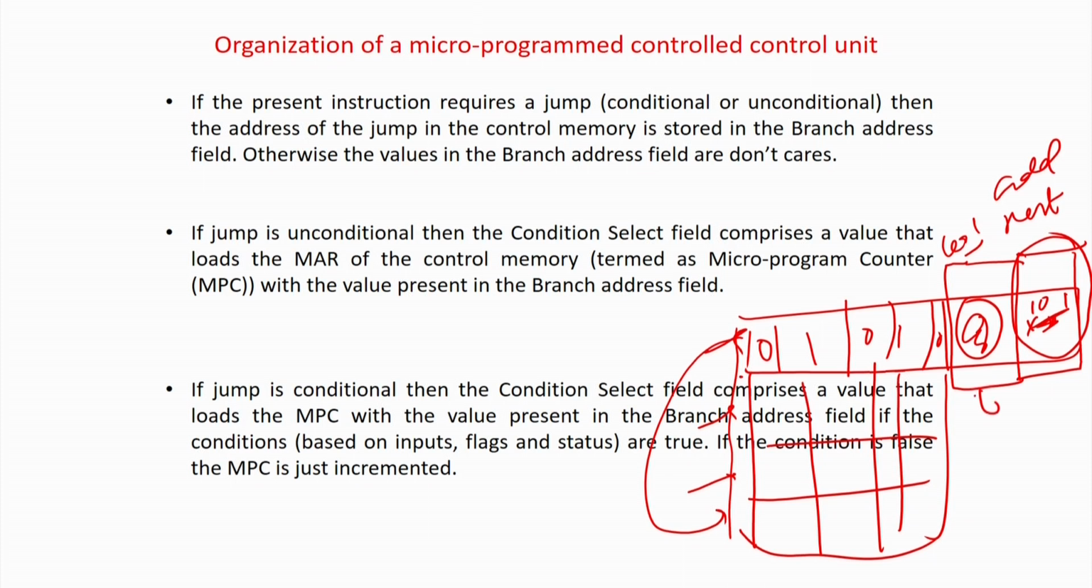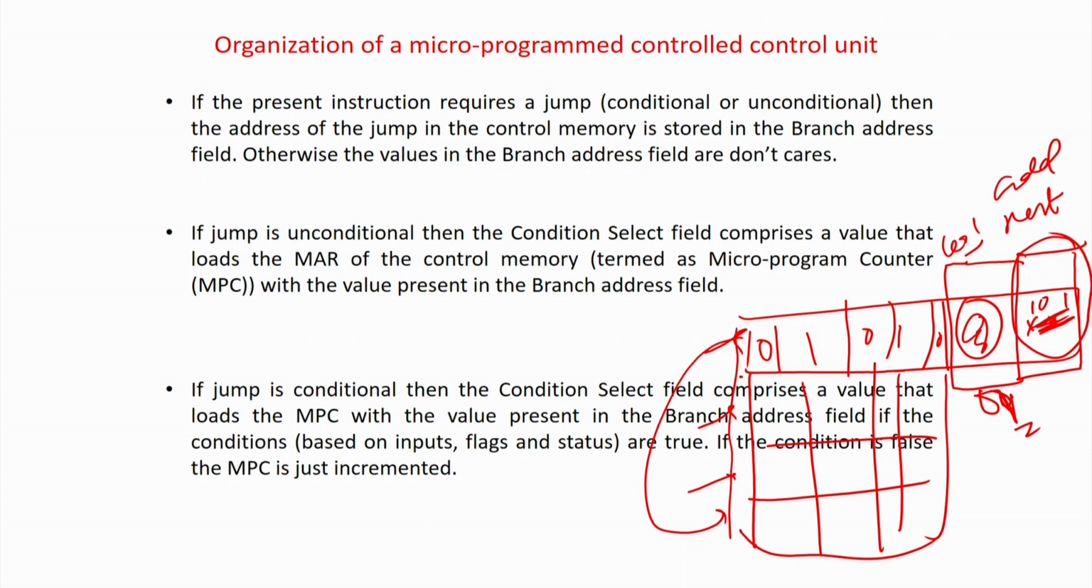Maybe 00 tells that no condition has to be checked, so it will directly go to the default jump, memory location 11. But sometimes you may say 01 and 101, and this 01 may correspond to saying that the carry flag should be 1. So if the carry flag is 1, then you jump to 101, else you increment. So this is the way a microprogram memory will look.